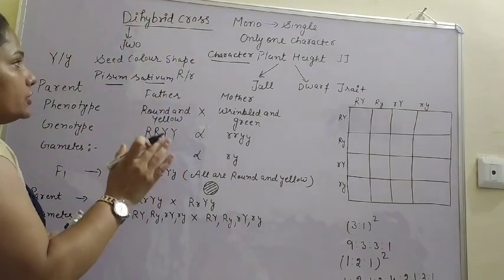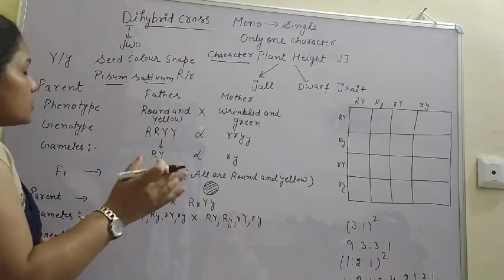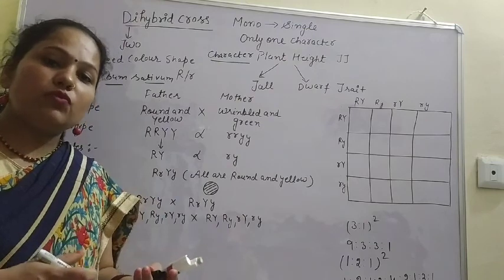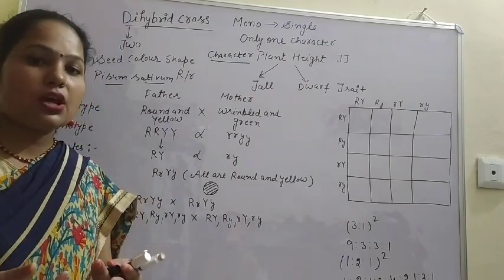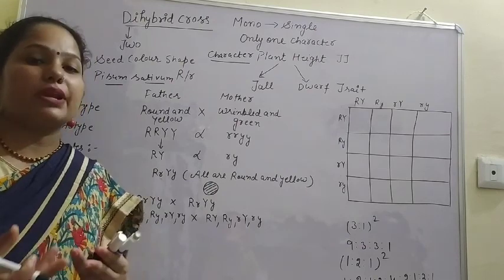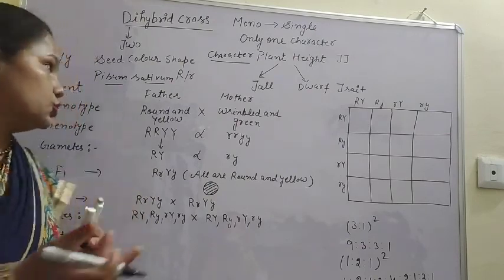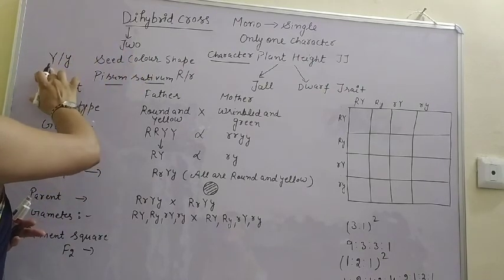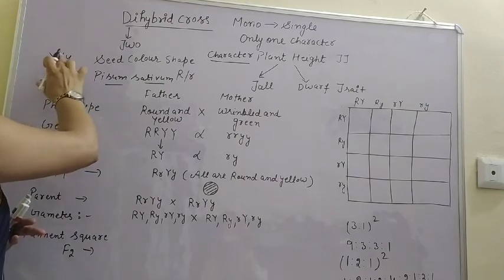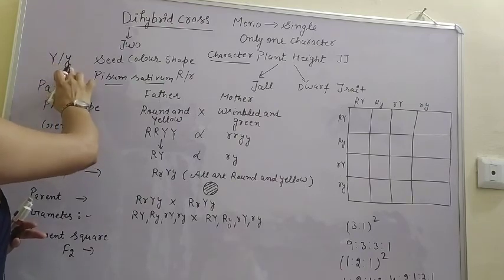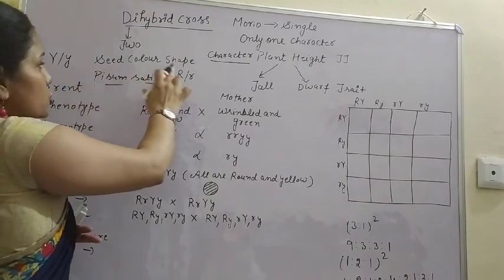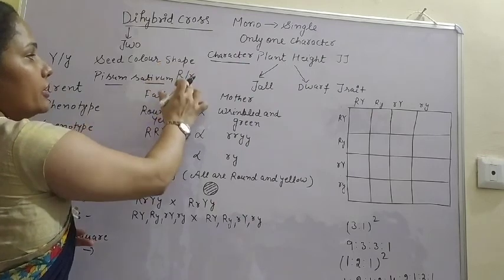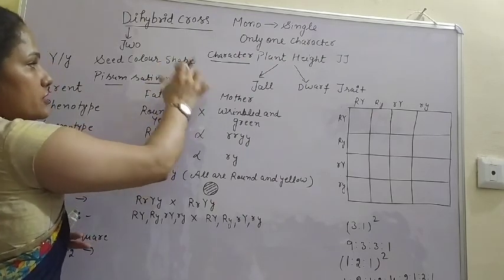Out of the seed color and the seed shape, there are some dominant characters and some recessive characters. What are the dominant? Those which are expressed in the F1 generation. And what are recessive? Those which are not expressed in the F1 generation. So here we can take the seed color. The yellow color is the dominant, and the green color is the recessive. And for the shape, the round shape is the dominant, and the wrinkled is the recessive.